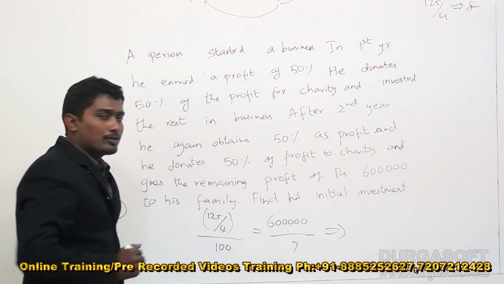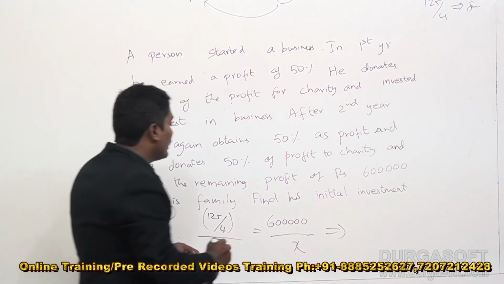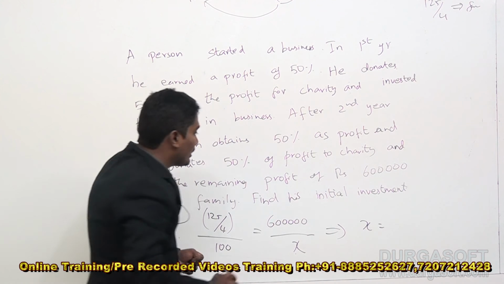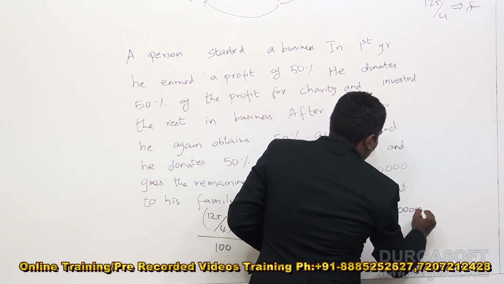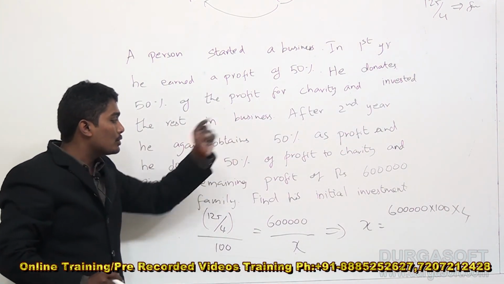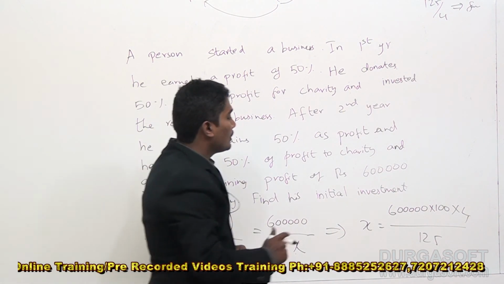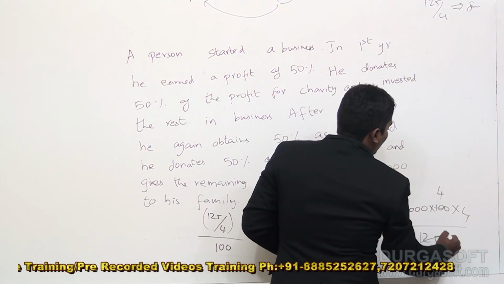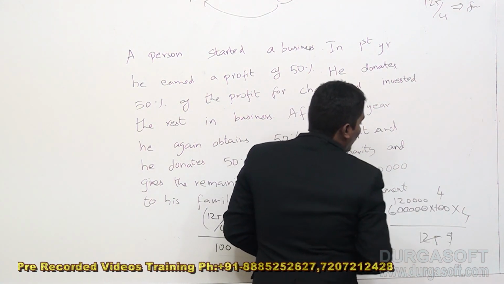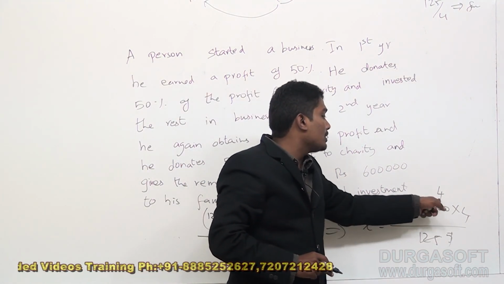To solve this, I will cross multiply. I will take the unknown value as x and bring x to the numerator. So x is equal to 6 lakh into 100 into 4, the 4 in the denominator coming to the numerator, divided by 125. In the 5th table, 125 divided by 25 is 5, and 6 lakh divided by 5 is 1,20,000. So 1,20,000 into 4 into 4 will be the initial investment.